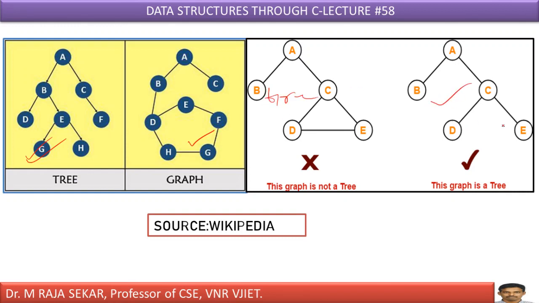This one is a tree. There is no closeness, there is no cycle, there is no circuit. Therefore, this can be treated as a tree. Of course, every tree is a graph. A graph means there must be an ordered pair V comma E, vertices and edges, a vertex set and an edge set. Therefore, as every tree is a graph, I can treat it as a graph as well as a tree.